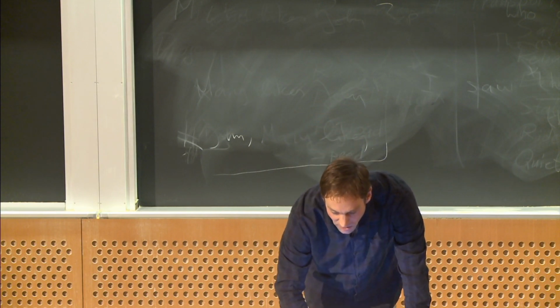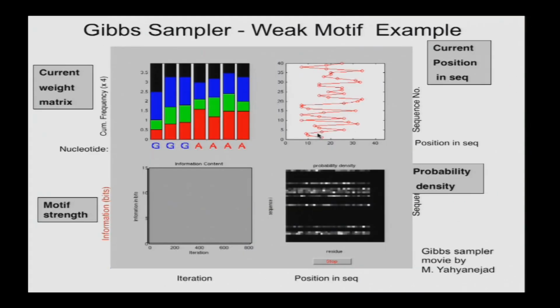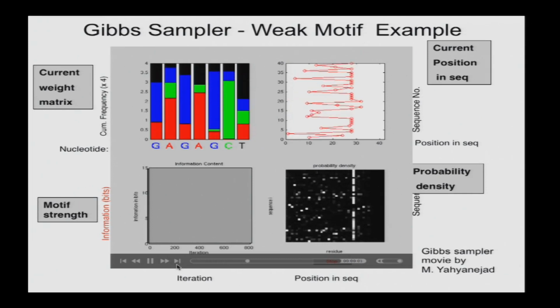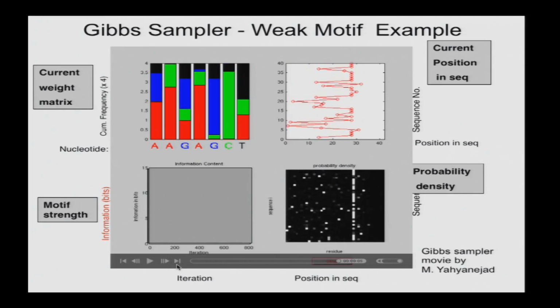Okay, so here's this weak motif. This was the one where you guys couldn't see it when I just put the sequences up. You can only see it when it's aligned, right? It's this thing with GGC here. Okay, and here's the Gibbs sampler, and what happened? Who can summarize what happened here?